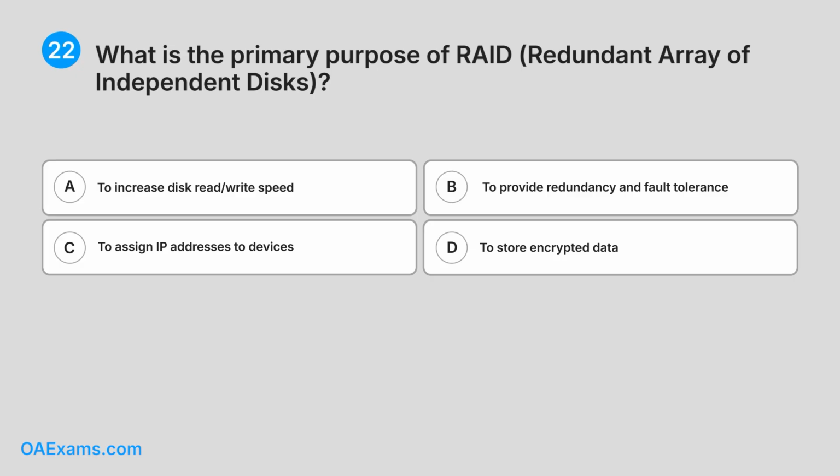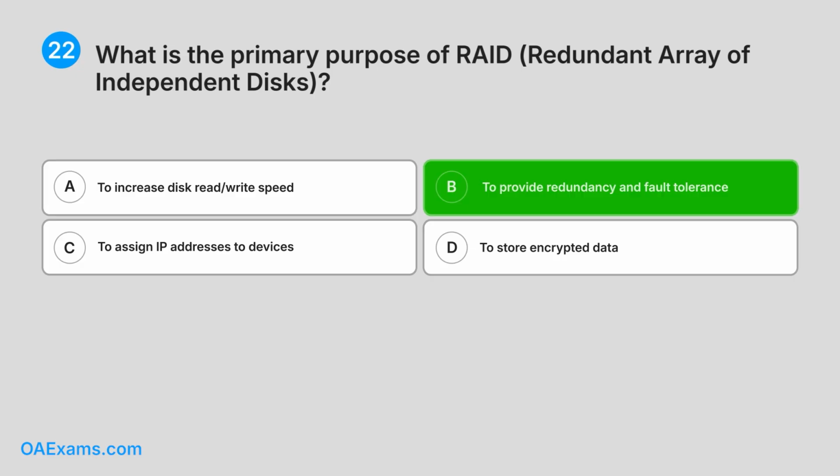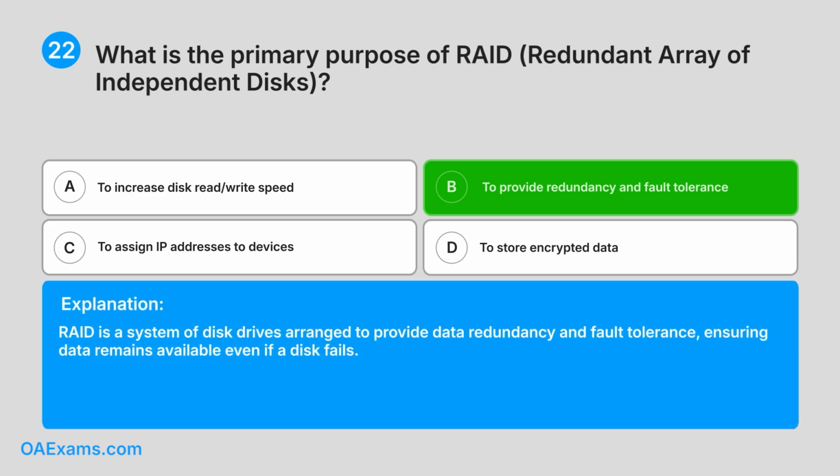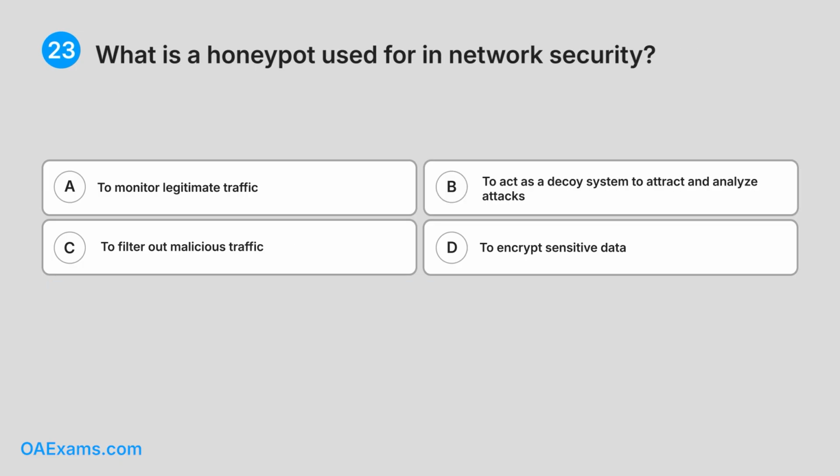Correct answer. B. To provide redundancy and fault tolerance. Explanation. RAID is a system of disk drives arranged to provide data redundancy and fault tolerance, ensuring data remains available even if a disk fails. 23. What is a honeypot used for in network security?